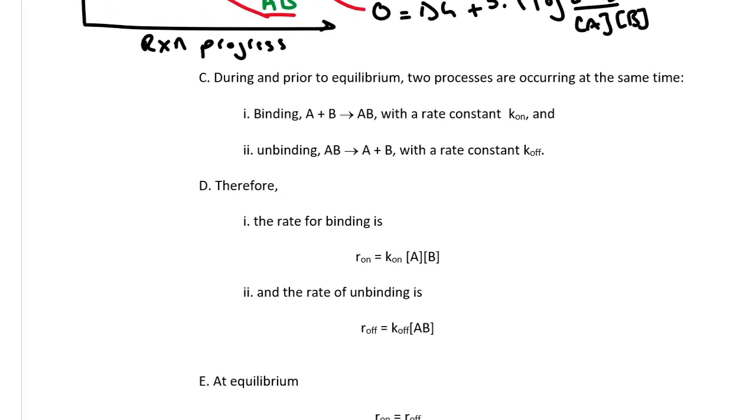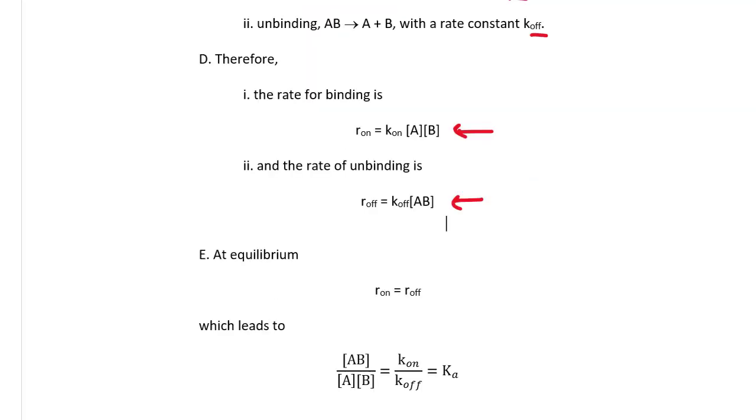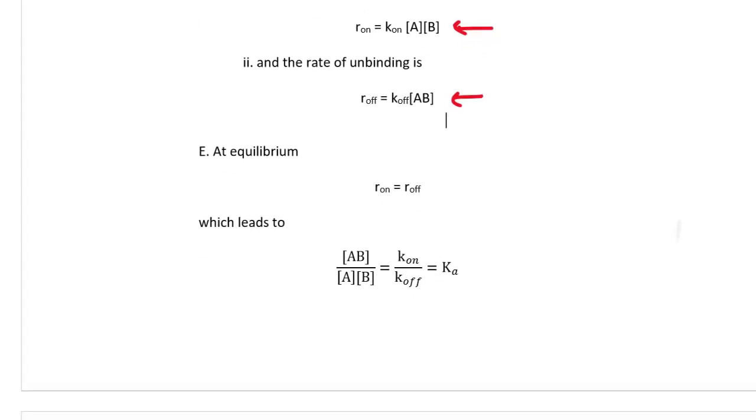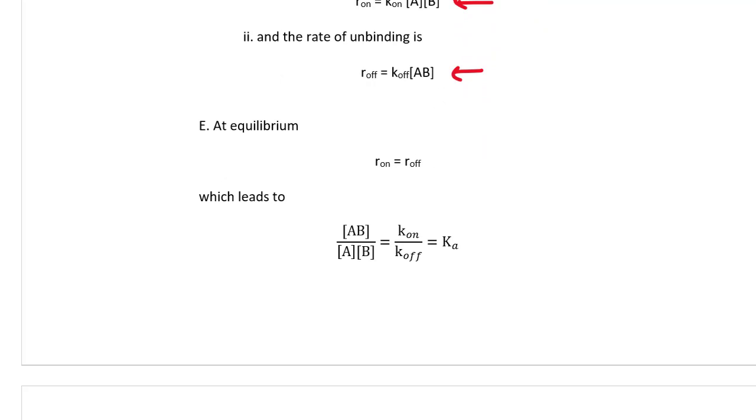During and prior to equilibrium, two processes are occurring at the same time. Binding, A plus B goes to AB, with a rate constant K on, and unbinding, AB to A plus B, with a rate constant K off. Therefore, the rate for binding is rate on equals K on times the concentration of A times B, and the rate of unbinding is rate off equals K off times the concentration of the AB complex, following the same type of math that we have done before for chemical reactions. At equilibrium, rate on will equal rate off, which leads to the concentration of the complex over the concentration of A times the concentration of B equaling K on over K off, which equals Ka. It's the same math we did prior for chemical reactions, except we were doing K forward over K reverse.